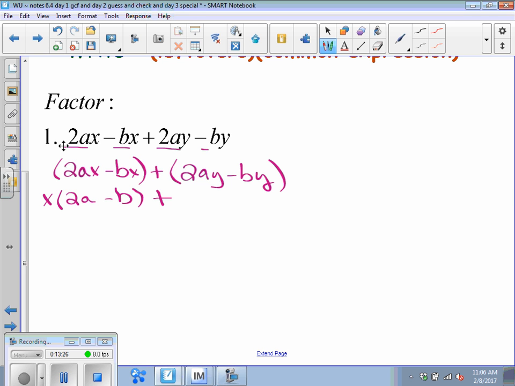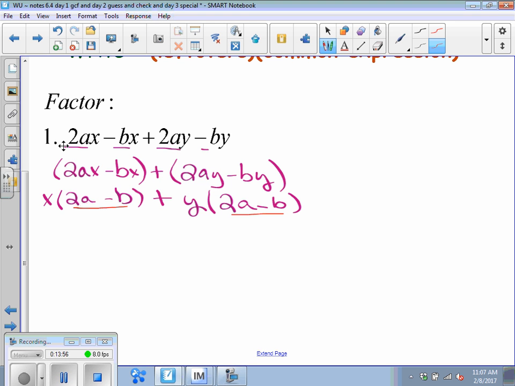Now, what's my greatest common factor here? Y. Y times what? 2a minus b. I have exactly the same thing. This is my common expression. In order for this to work, you have to have the exact same thing in both sets of parentheses. The signs have to be the same too. It can't be 2a minus b and 2a plus b.